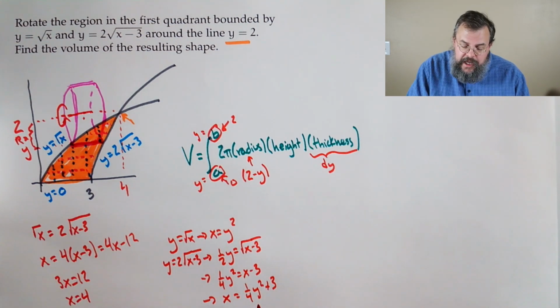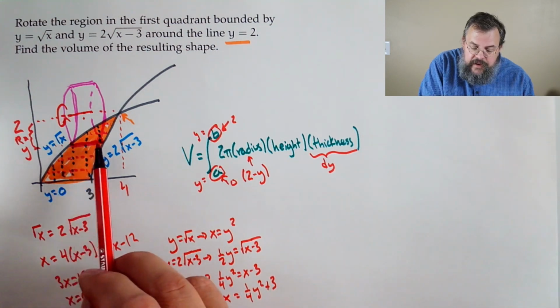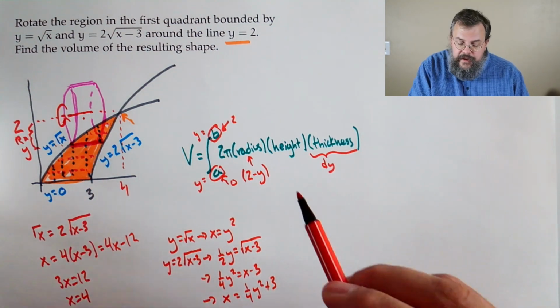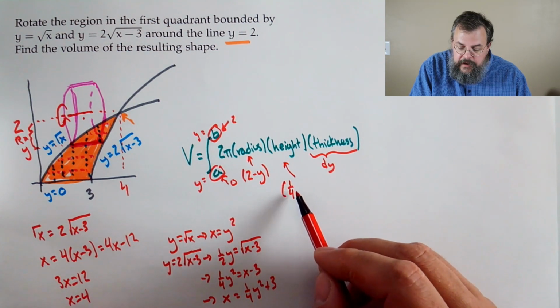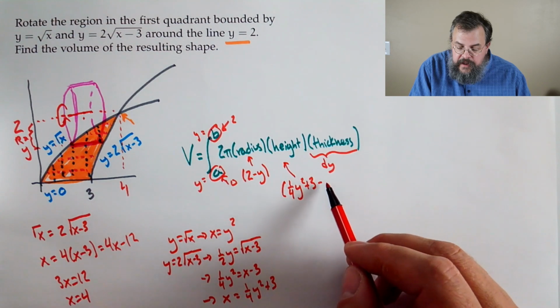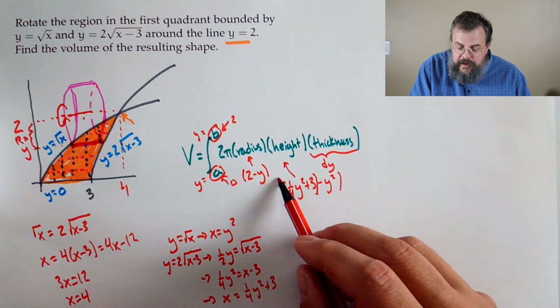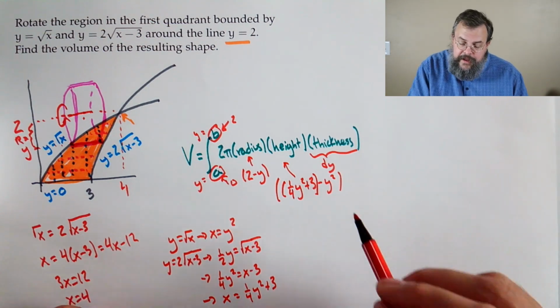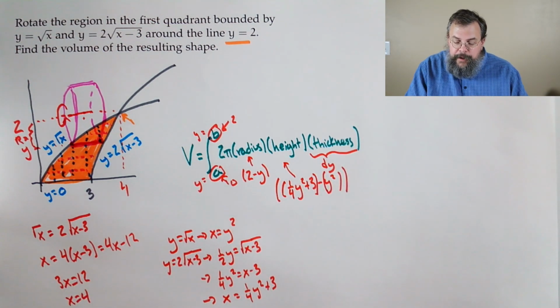So we're going to take our right, subtract our left. That gives us our distance. That's our measurement. So this will be the right hand, 1/4 y squared plus 3, subtract the left hand, y squared. All right, and there you go. Okay, so let's clean this up.